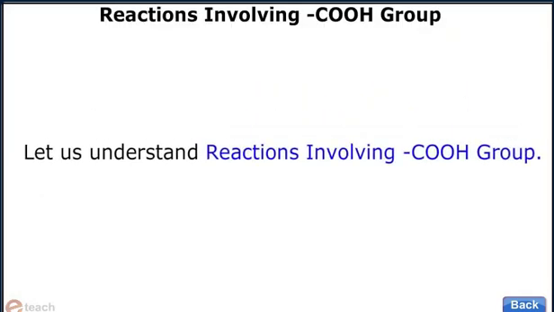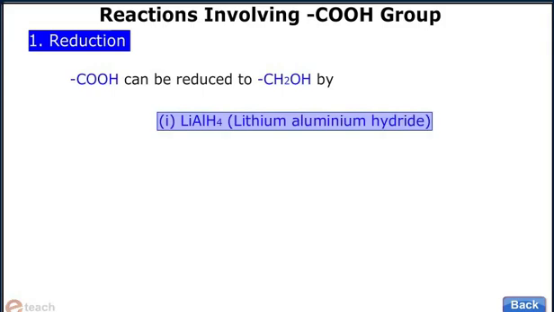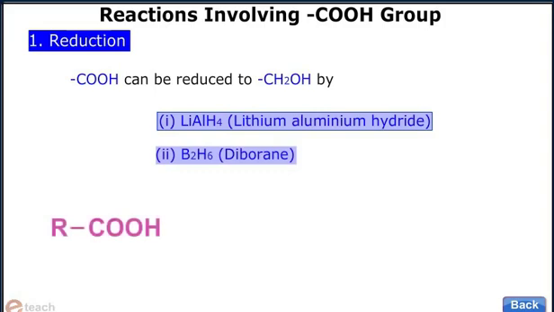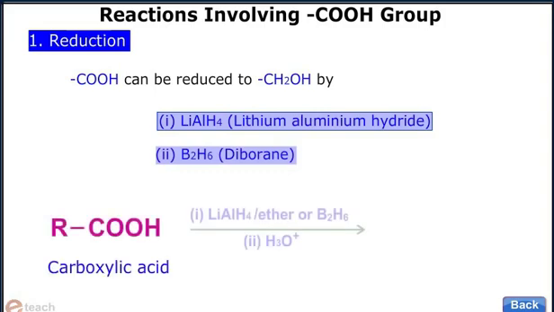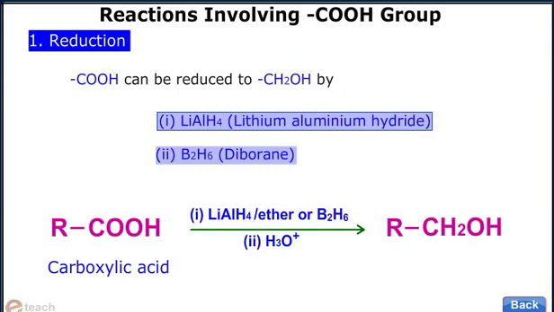Let us now understand reactions involving the COOH group. The first one is reduction reaction. COOH can be reduced to CH2OH by LiAlH4, that is lithium aluminium hydride, and the second one is B2H6, that is diborane. Consider the reaction R single bond COOH in presence of LiAlH4 or B2H6, which on further hydrolysis gives R single bond CH2OH.